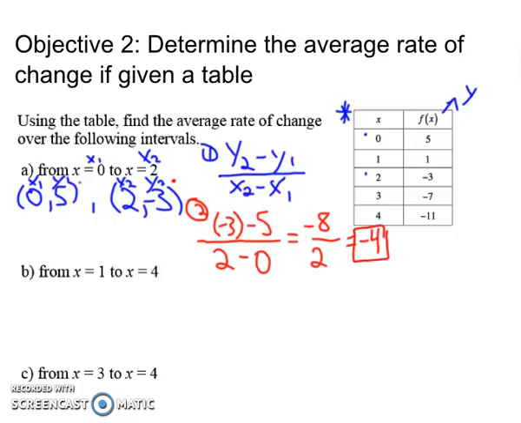So two things jump out. It's a negative number, so I know that the graph or the picture format of this function is going down, and at -4, it's going down at a rate of 4. So go ahead and try B and C. You need to identify the four pieces, y2, y1, x2, x1, insert them into the formula, and then solve the formula.